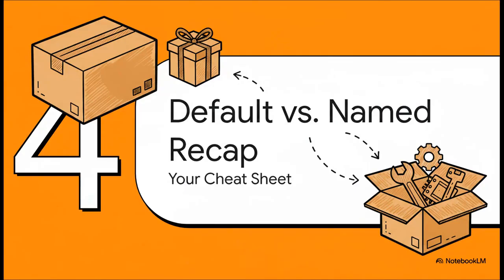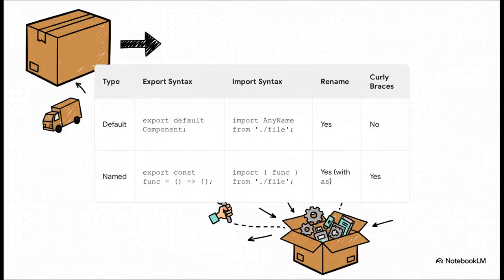Whew, okay, that was a lot, I know. So let's pull all of that together into a simple, handy cheat sheet. This is going to help you remember all the key differences and decide which one you should be using. Okay, this table basically sums it all up. Look, for default exports, one per file, no curly braces needed when you import, and you can rename it to whatever you want freely. For named exports, you can have a whole bunch of them. You must use curly braces to import them, and if you want to rename one, you have to use that special as keyword. This is your go-to reference for sure.